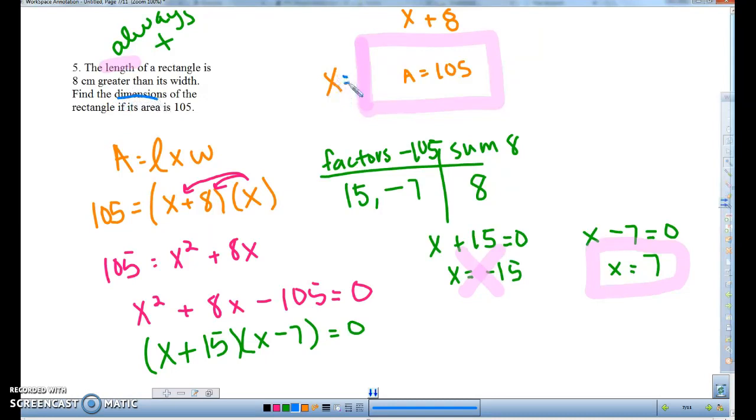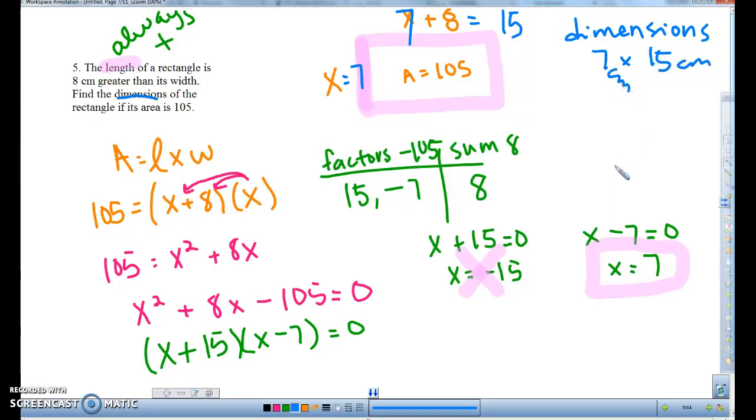So I know this x is equal to 7, but I need to know what this x plus 8 is. Well, I plug that in. 7 plus 8 is 15. My dimensions are 7 by 15 centimeters on both of those so that we don't forget our units and Mr. Suddendorf doesn't yell at us.